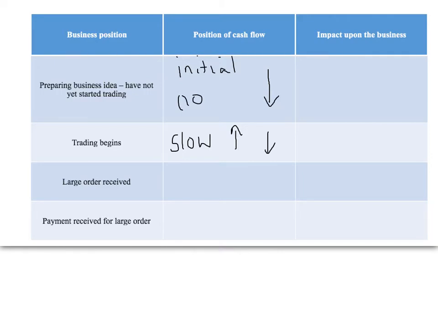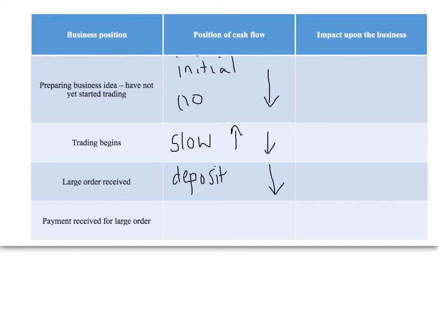Excellent, my business is beginning to take off. I have a large order received. Will my customers pay a deposit? They may not. You may have payment upon delivery, in which case, as soon as I receive an order, I have to go out and invest a lot of money on the stock necessary to fulfill that order, and so it's likely that I will have a decrease in my cash available, as I will need to spend it.